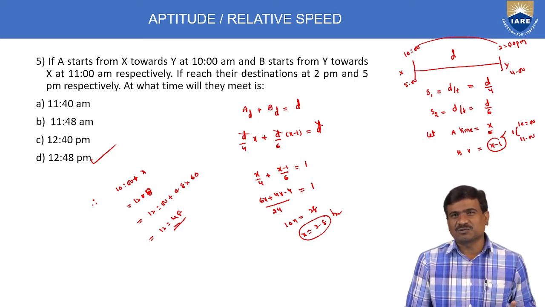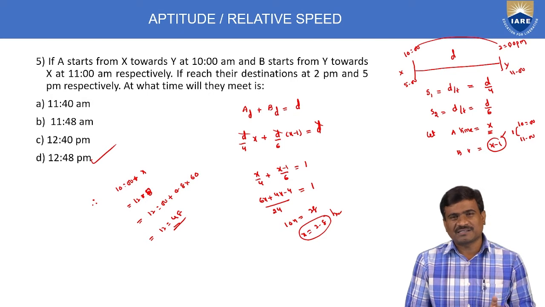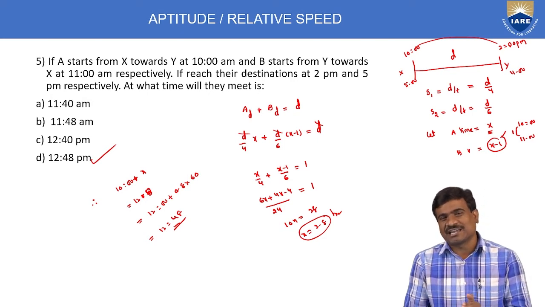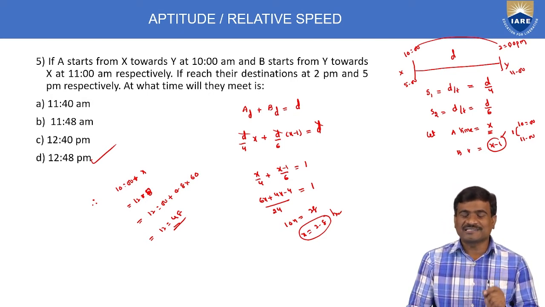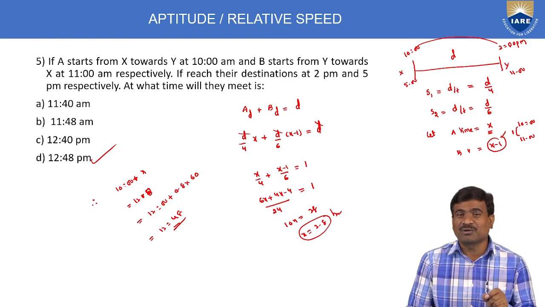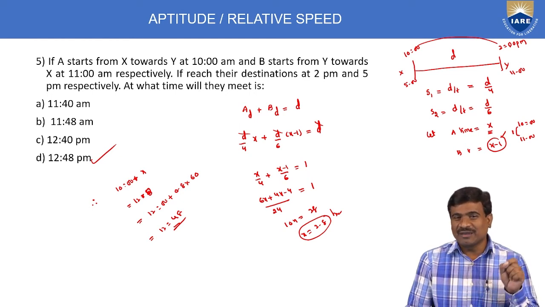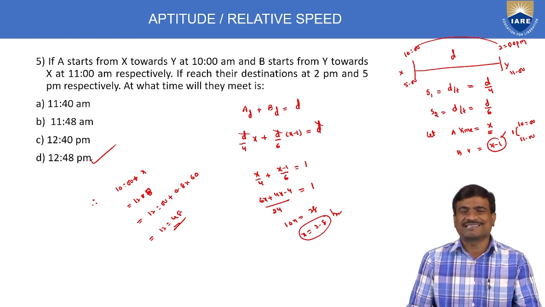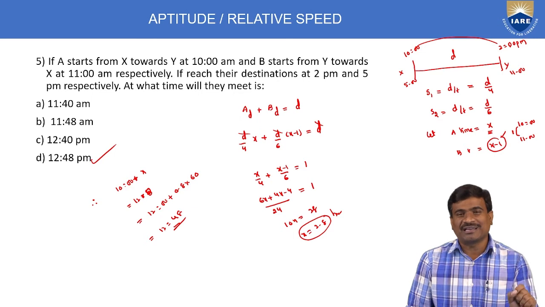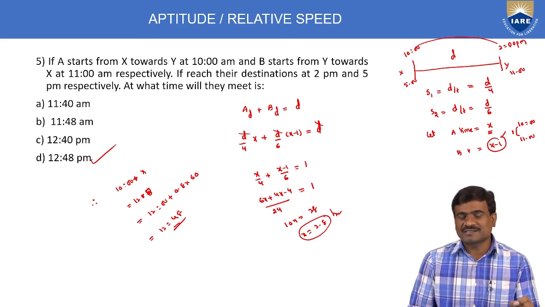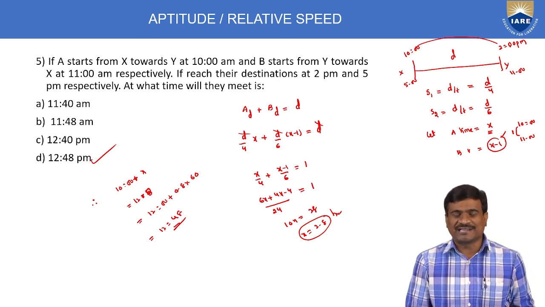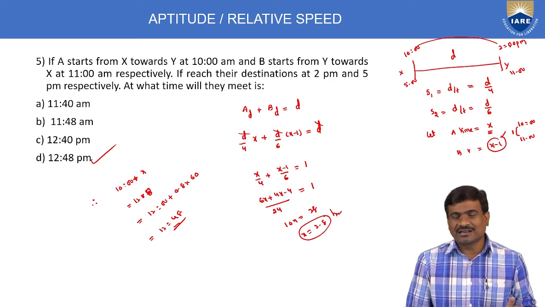A distance up to meeting point plus B distance up to meeting point is equal to D. X indicates the meeting time. A time up to the meeting point is X hours. Then B time up to the meeting point is X minus 1. Here X is equal to 2.8. Consider A: 10 o'clock plus X hours, 10 o'clock plus 2.8 is 12.8.